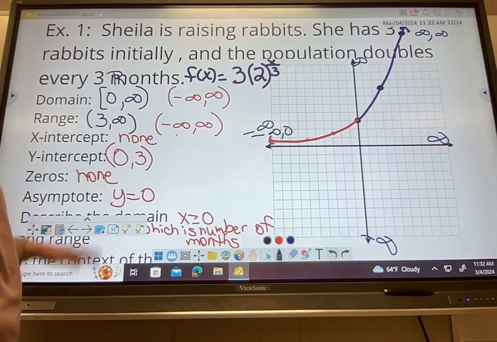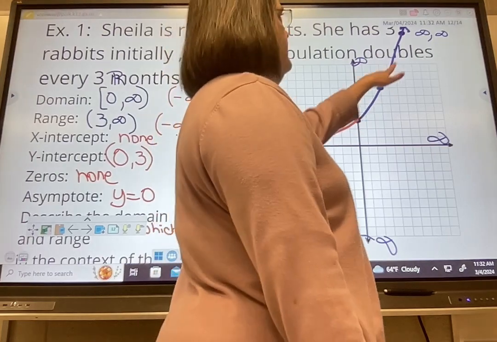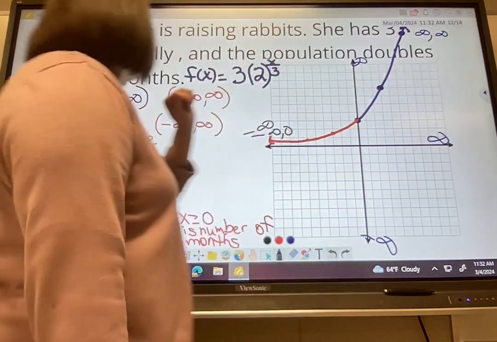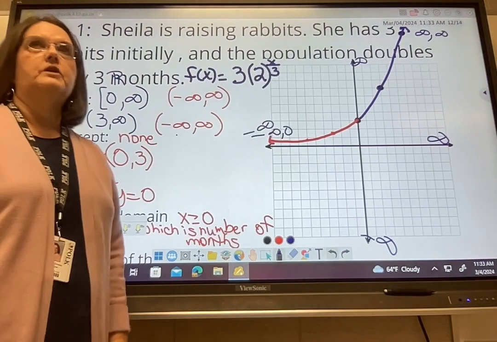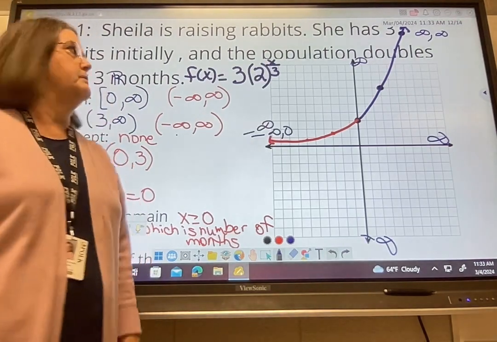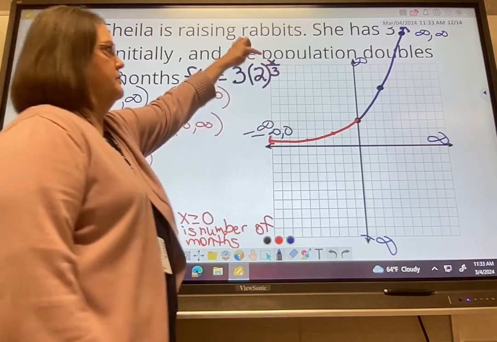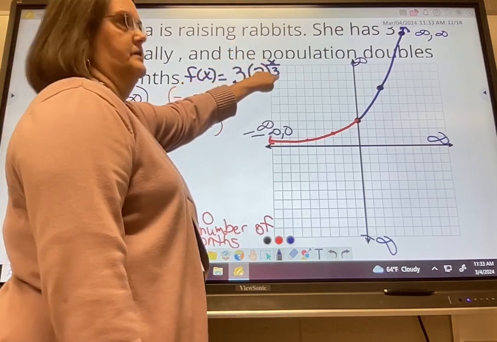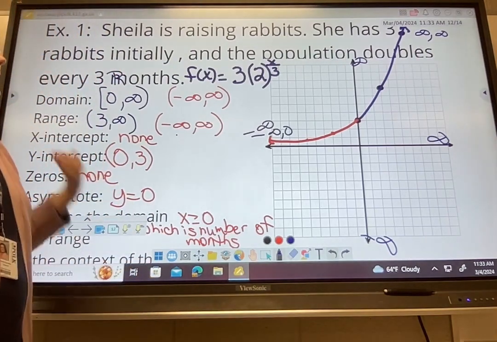All right, range. We started with 3 rabbits, and we're going to double every 3 months. So my range goes to infinity, but of course, if you were to give it an endpoint where you stopped observing in 3 years, then you would do 3 times 2 to the 36 over 6, because there'd be 36 months, and you'd find that, and that would be the end.